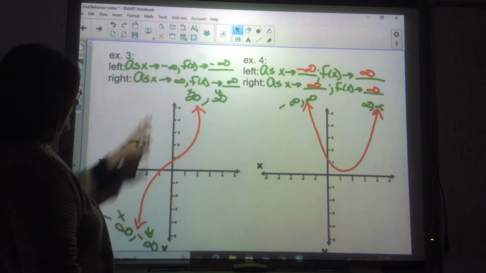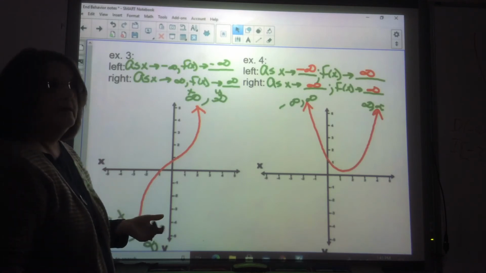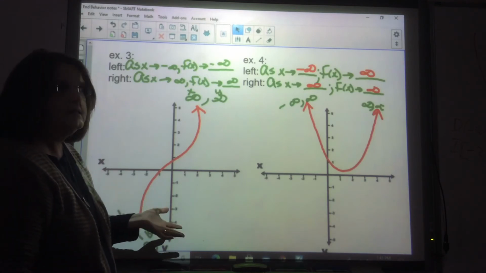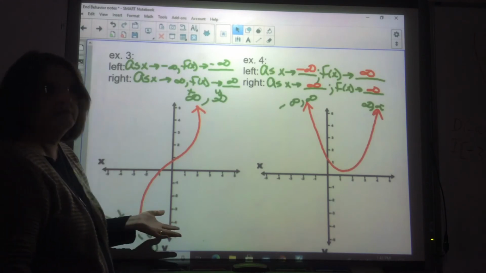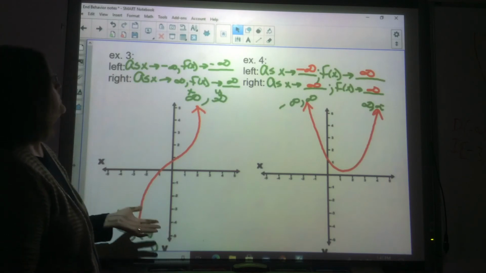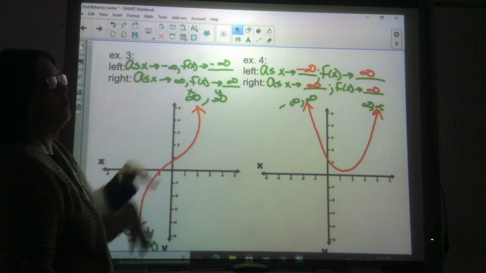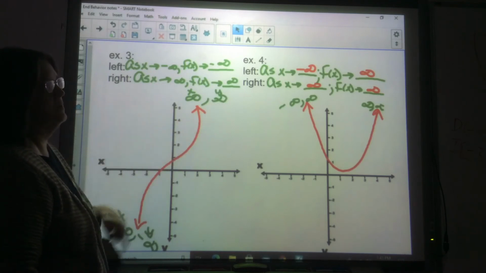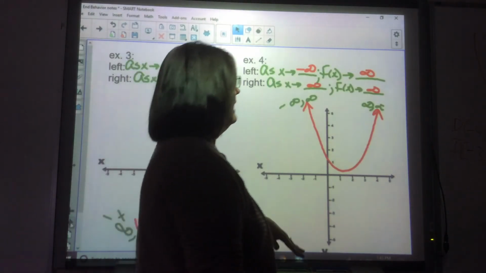As x approaches negative infinity, what is y? Negative infinity. Another way they may say it is as x decreases, what is y doing? Well, it's decreasing too. So if it's negative, the word decrease is used. If it's positive, the word increase is used. So as x approaches infinity, what does y approach? Infinity. Or as x increases, what's happening with y? Well, it's increasing too. You just look at the arrows.